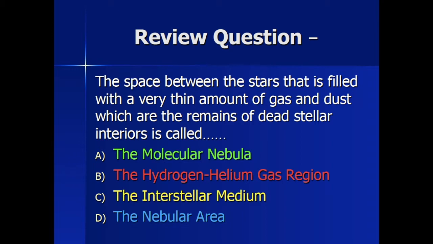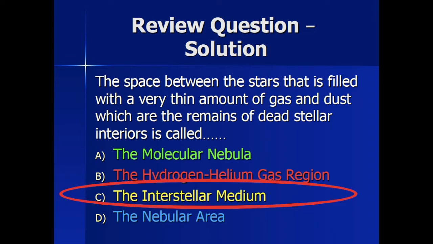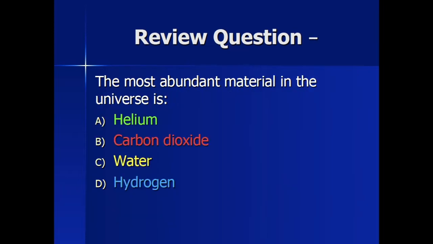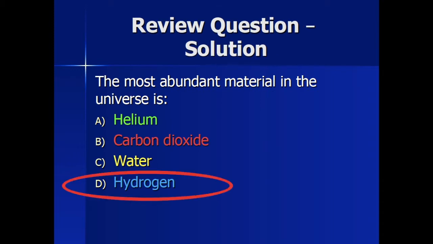So pause the video, think about it, and then hit play again. Hopefully you answered the interstellar medium, which is that thin layer of gas and dust. What is the most abundant material in the universe? All right, hopefully you answered hydrogen. If you answered helium, you're close, but really hydrogen is the most abundant, followed by helium.